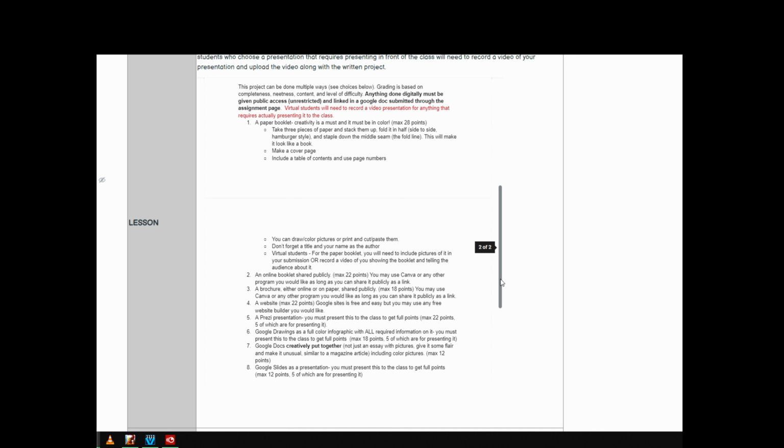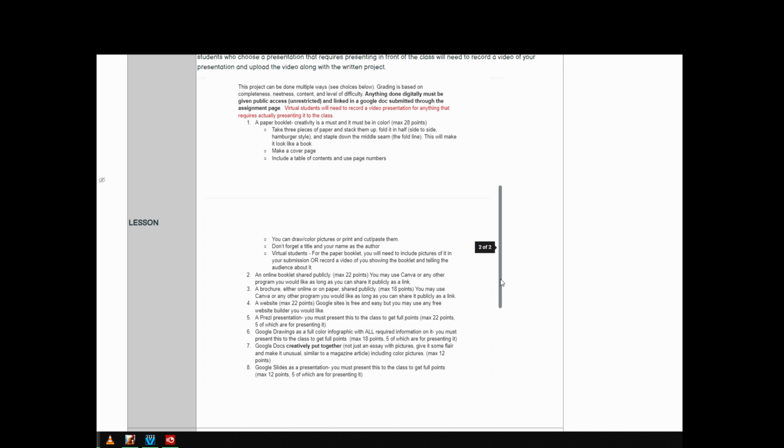Google Drawings, number 6. You can do a full color infographic with all of the required information on it. And then again, you will have to present this to the class. 18 points possible for this one, 5 of which are presenting it to class. So you can get a 90% if you get all the points, but if you don't present, you're back down to a B again. Google Docs.